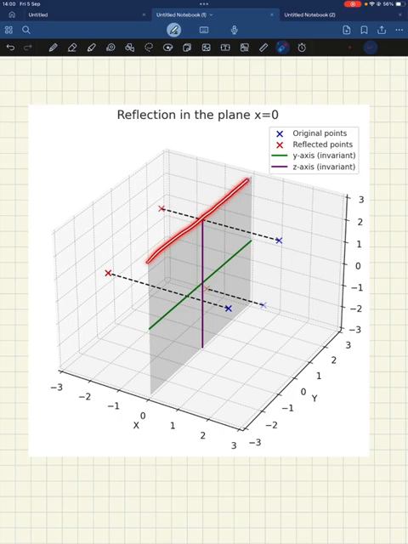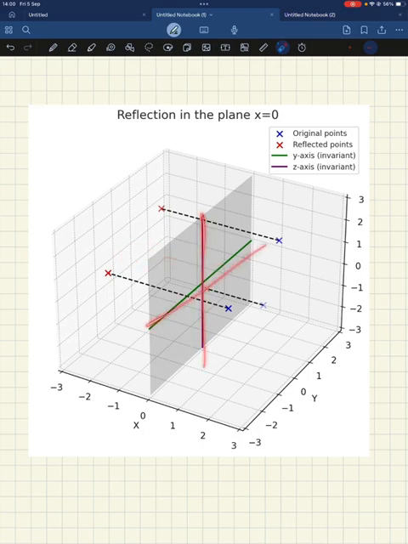This grey plane over here is the plane x equals 0. This is the z-axis, that's the y-axis. These blue crosses over here are points on the x-axis, and they are being reflected through this plane x equals 0. Now it's not hard to see that this will go all the way over here, this over here, and this over here, through the plane.